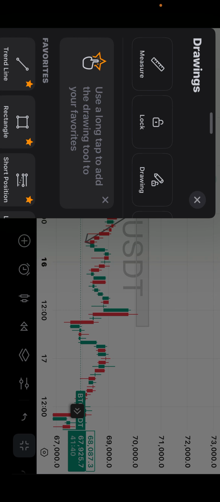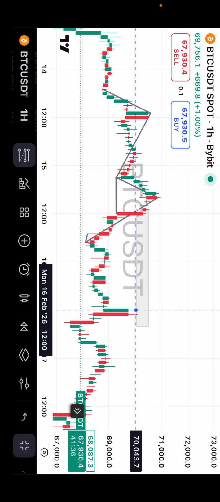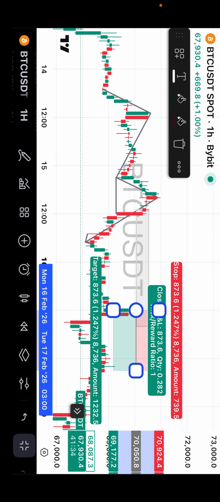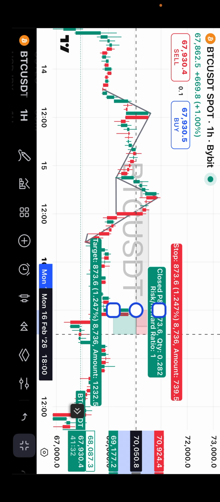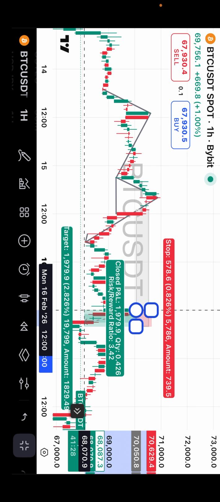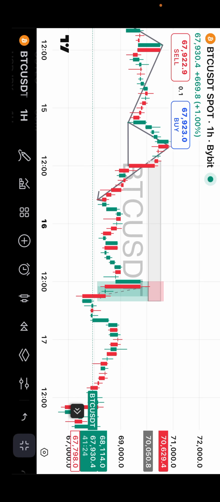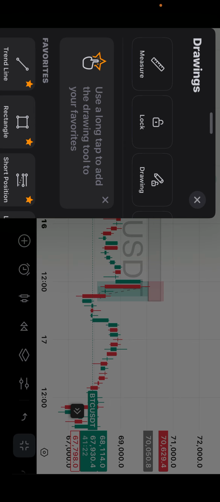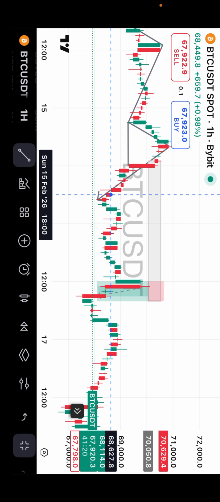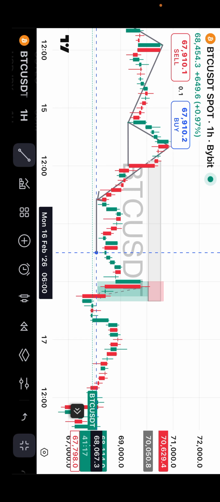So you enter your trades from here. You place your stop loss above the candle. Then your take profit will be at this next low. So your take profit will be at this next low here.